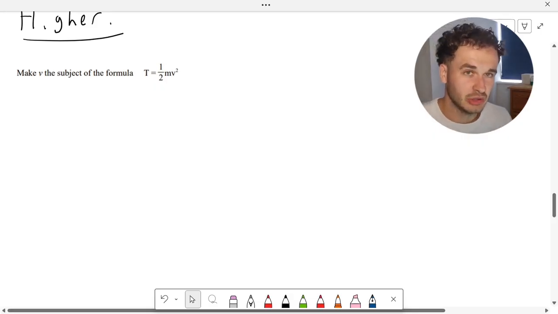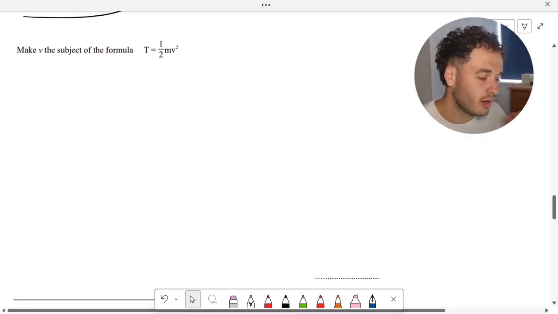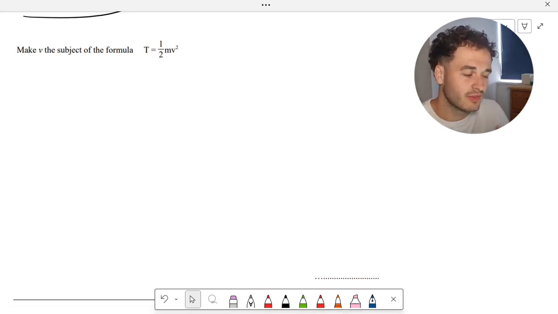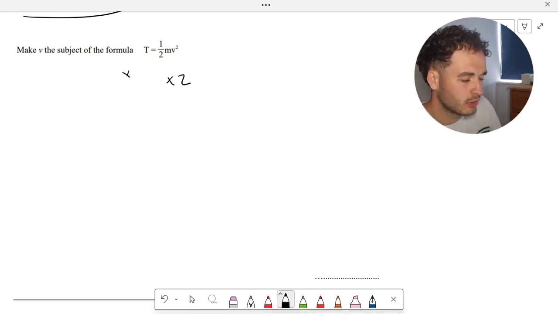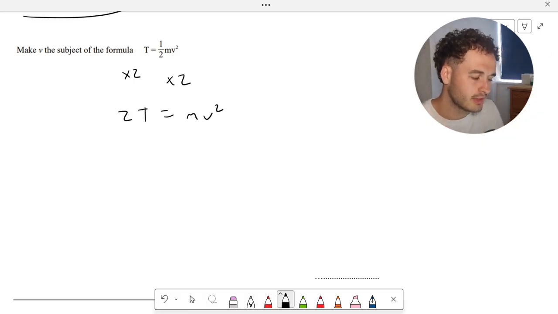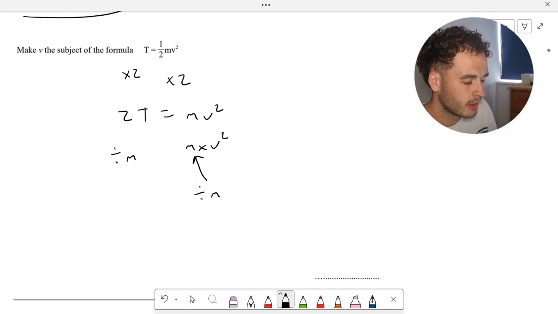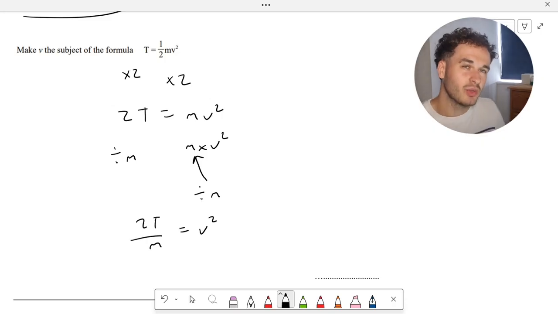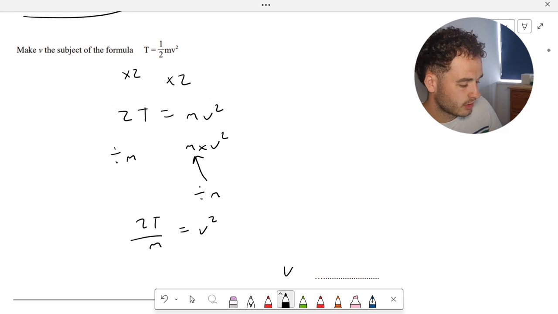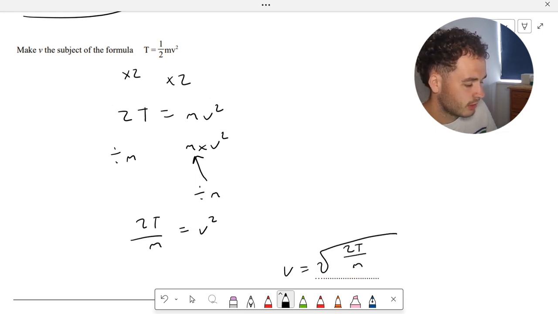So making v the subject of the formula, to be fair, this could have actually been a foundation question. Well, the first thing we do is we've got half of mv squared. So how do we get rid of that? Dividing by 2, times both sides by 2. Good. So we're left with 2t equals mv squared. Right. Well, this is m times by v squared. So to get closer towards v equals, we divide both sides by m. So we're now left with 2t divided by m equals v squared. And then we're so close now to getting what v is. What's the opposite of squaring? Square rooting. So our final answer, if we square root both sides, is 2t divided by m, all square rooted.